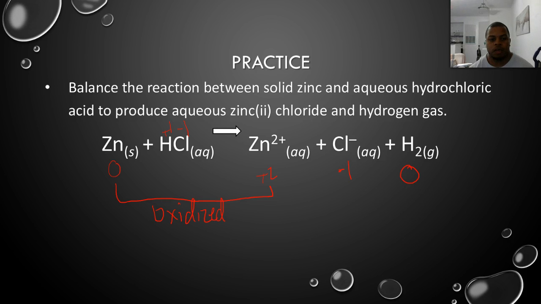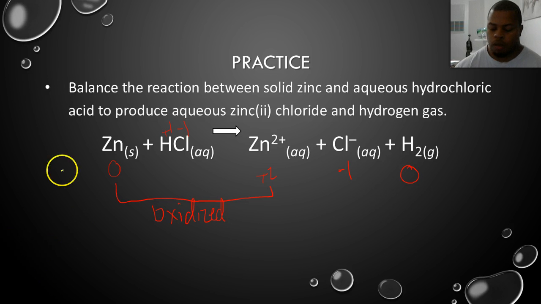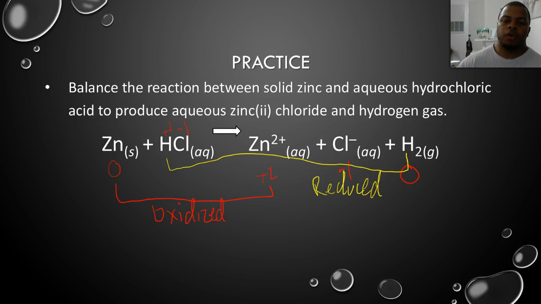Whereas if I can change my color real quickly, now as I'm looking at what was reduced, well, I want to look at what I had before and after. Chlorine stayed the same, so that's the spectator, but hydrogen went from a +1 to, on this side, 0. So that means it had to gain an electron. Since it gained an electron, it was reduced. Now I realize this looks a little chaotic right now, but we're going to do a lot more practice with this so you get a chance to see how things are going.